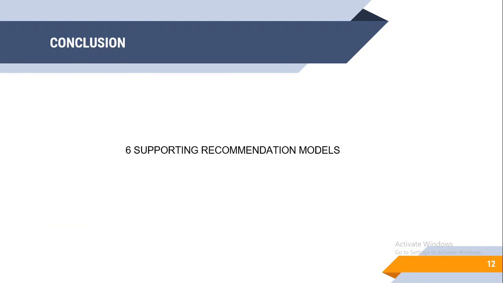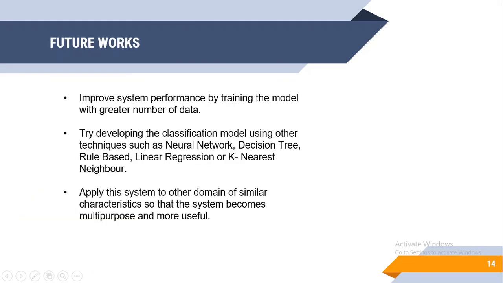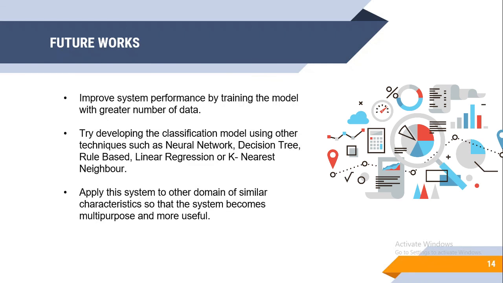Users then can check on their room status by retrying the new room classification using the recommended result until they get a room classified as conducive. For future works of the system, we can try to improve system performance by training the model with greater number of data.